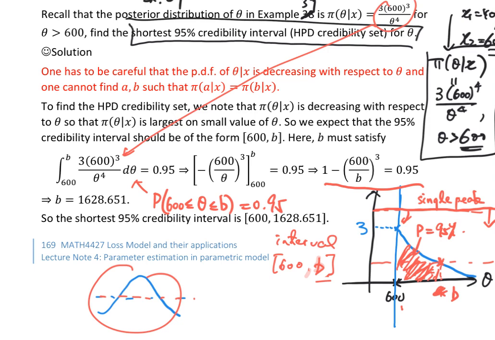Then combining these results, you can conclude that the 95% credibility interval will be 600 up to 1,628.651.